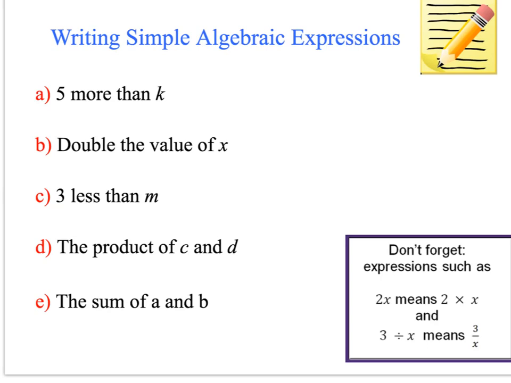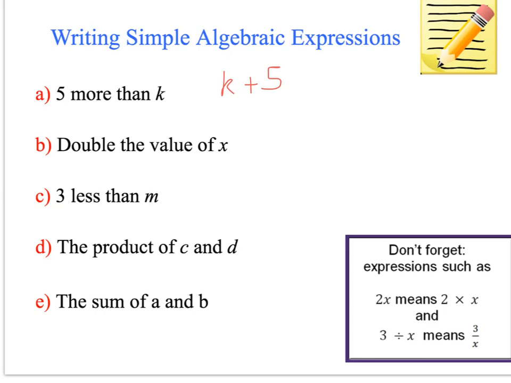So 5 more than k is obviously addition. So if you want 5 more than k, you've already got k, and you add 5 to it. So that is the algebraic expression we need to write from those words there.